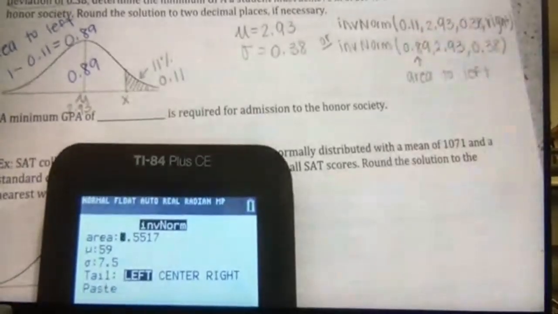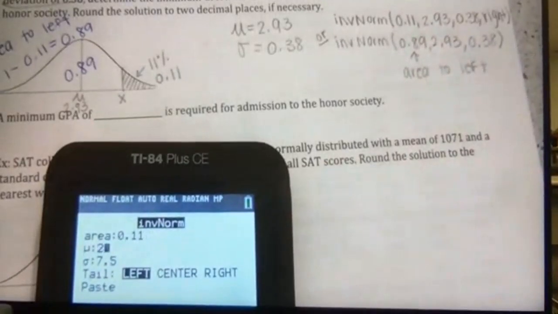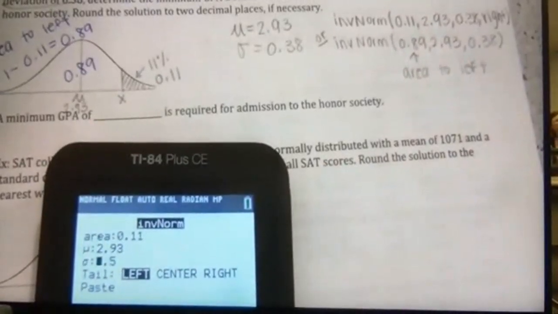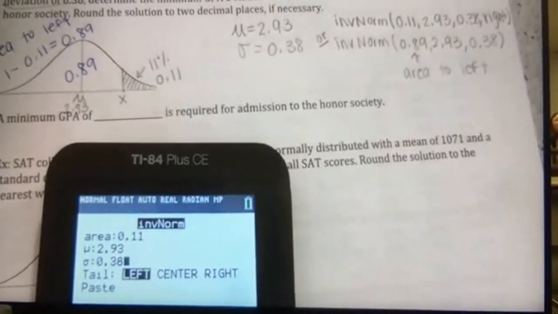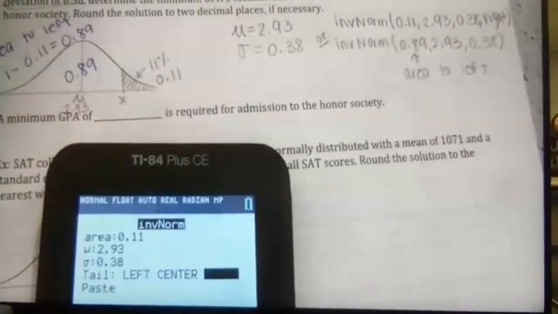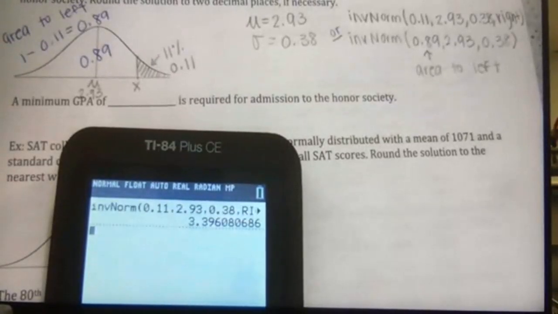I'll start off with both of them. So the first one is our area to the right is 0.11. Our mean is 2.93. Our standard deviation is 0.38. And that's going to be our right tail. So going to right and highlighting right, pressing paste, pressing answer. There's our answer, 3.396, which would give us 3.40.